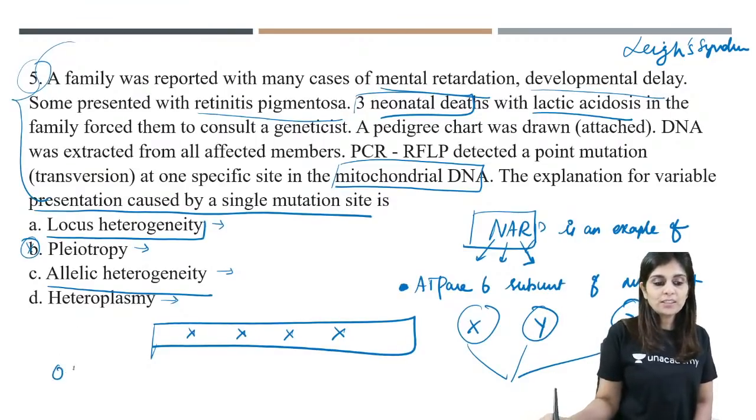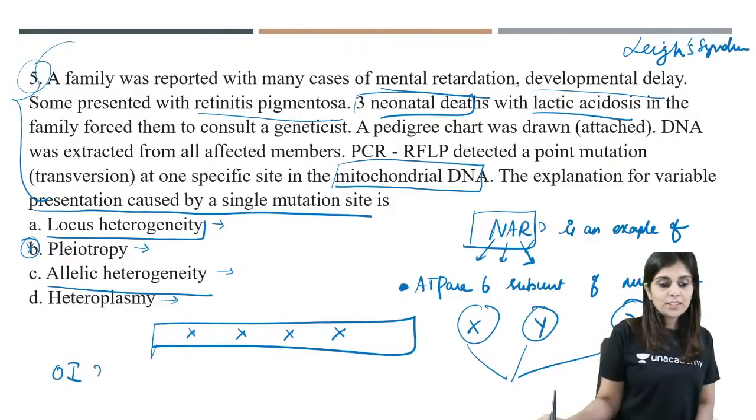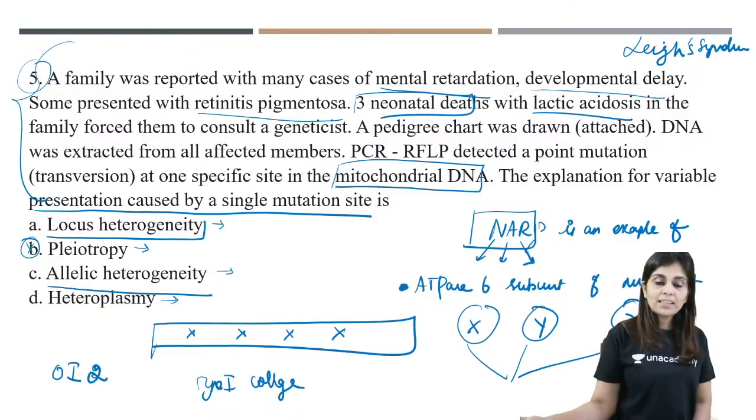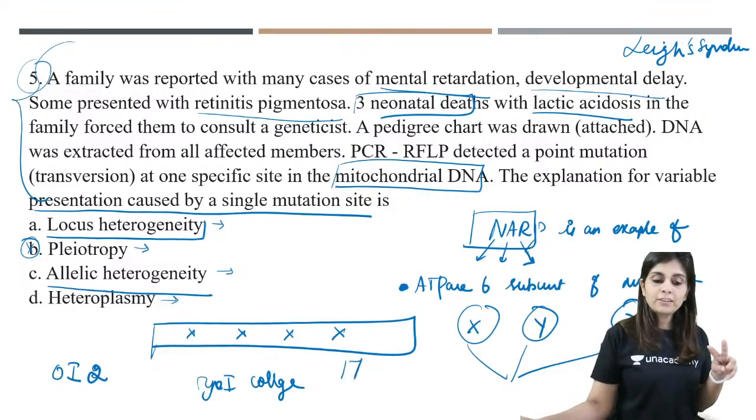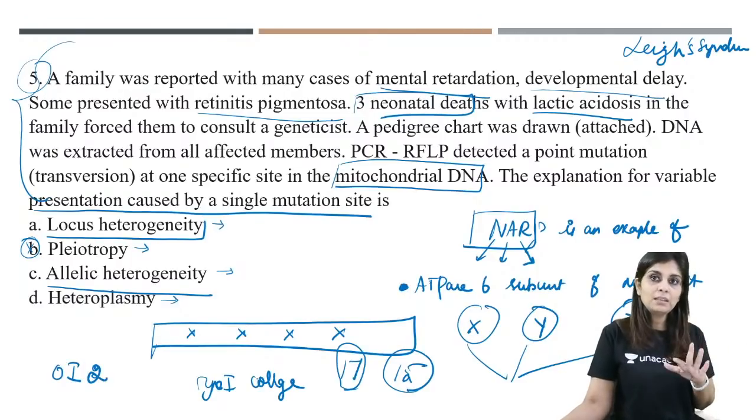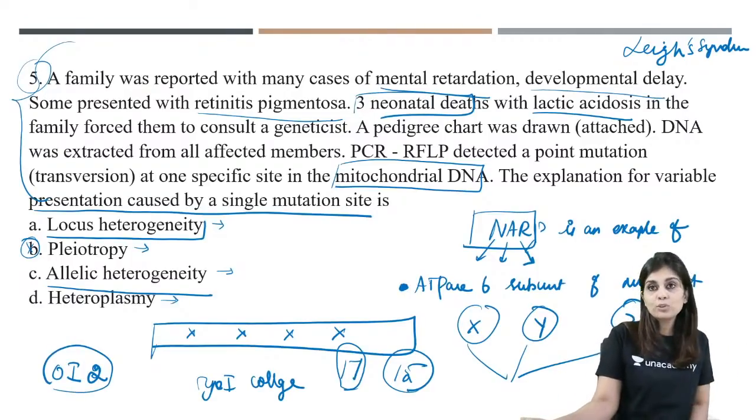For example, osteogenesis imperfecta. Osteogenesis imperfecta is caused by type 1 collagen defect, right? But type 1 collagen is a triple helix. Two of those polypeptide chains are represented on chromosome 17. One is represented on chromosome 15. So irrespective of whether there is a mutation in the chromosome 17 gene or in the chromosome 15 gene, it is going to ultimately present as osteogenesis imperfecta. That is called locus heterogeneity.